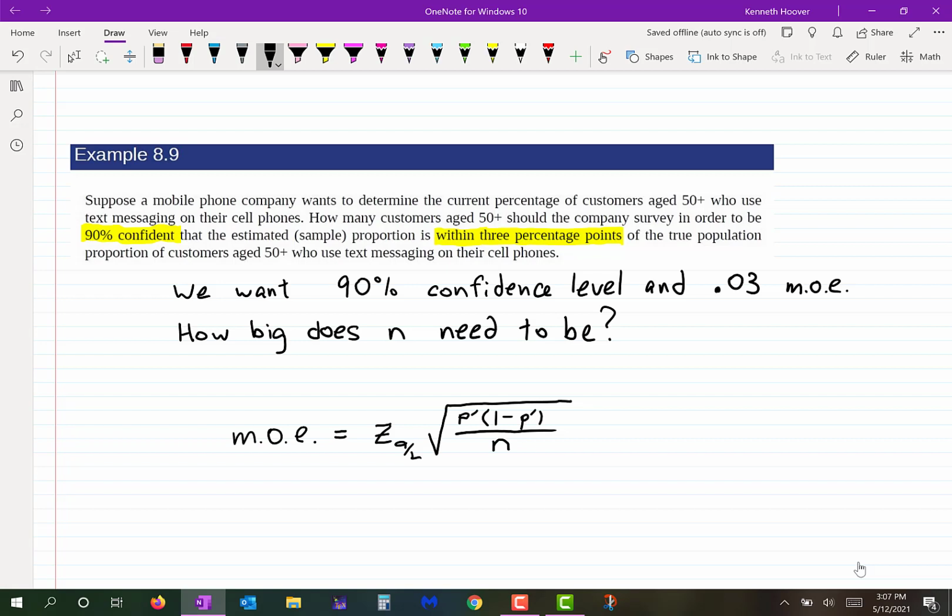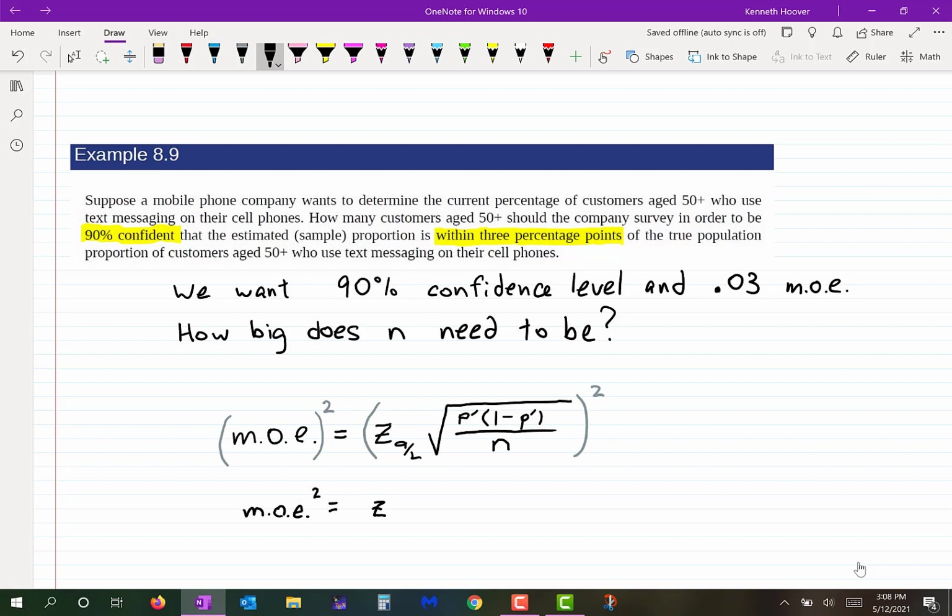Okay, let's solve that for n. How are we going to do that? Well, you just use algebra. Let's square both sides so that we can get rid of the square root. So that gives us the margin of error squared equals the z-score for alpha over 2.